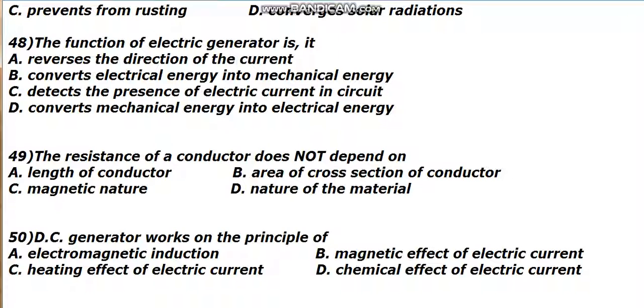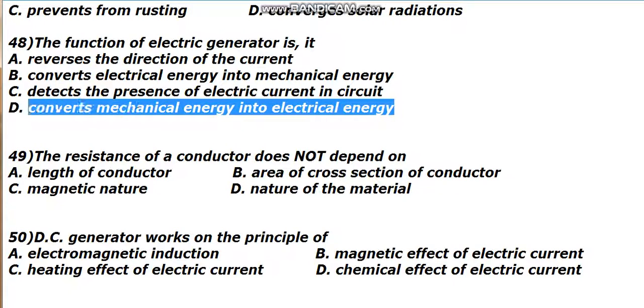The function of an electric generator is very simple, you are very well familiar with this. The 48th question: the function of an electric generator is to reverse the direction of current, or convert electrical energy to mechanical energy, or detect the presence of electric current in a circuit, or convert mechanical energy into electric energy. D is the correct option.